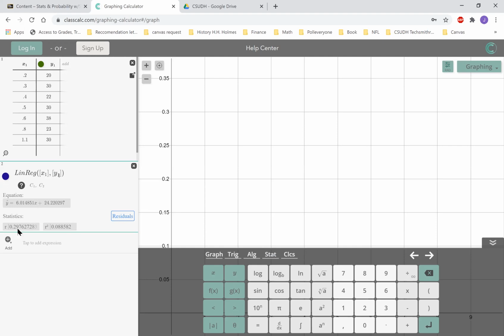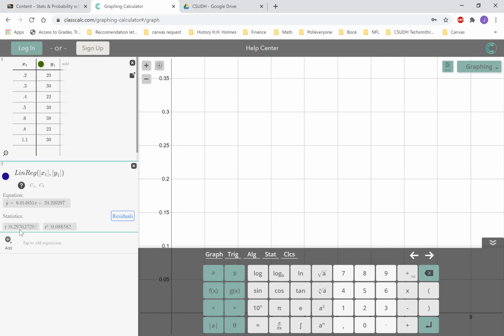All right, so if you look at the R value, because R is the correlation coefficient. So right here we have the correlation coefficient of R is equal to 0.2976. All right, and that's it for A, because that's the only thing it's asking for. Just find the R value. So now, if you look at B, it says determine the regression equation.